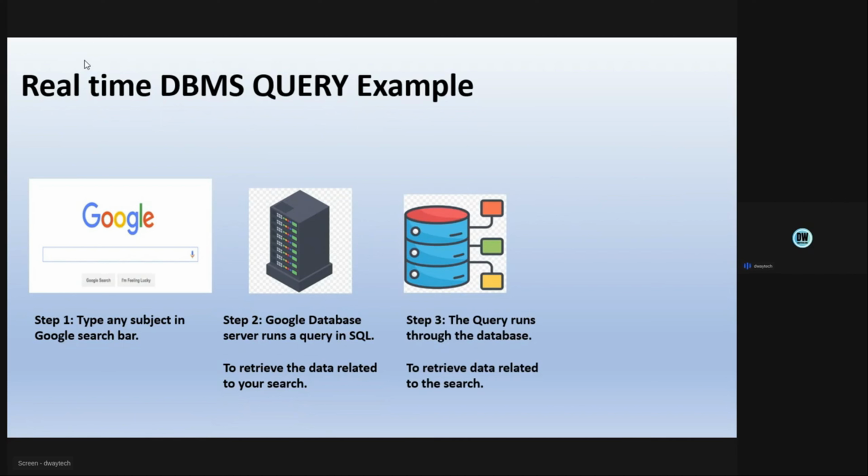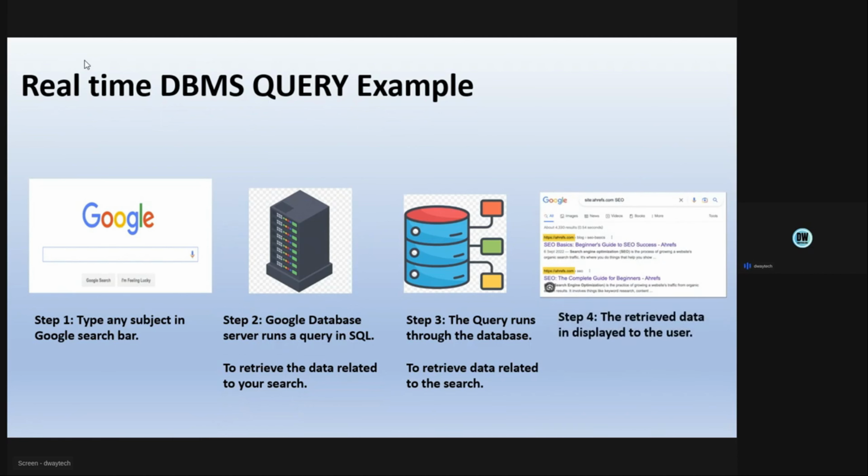So whatever data you have given, the words in the keyword. The SQL server has run a query there, has given a command to the database. That command has reached the database. It is going through the database to check all items or all links, all websites related to your query. It has gathered all the data. Step 4: the retrieved data is displayed to the user.